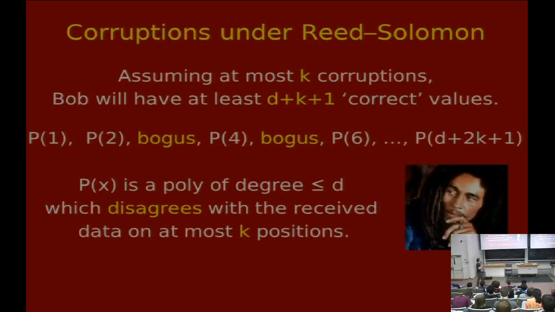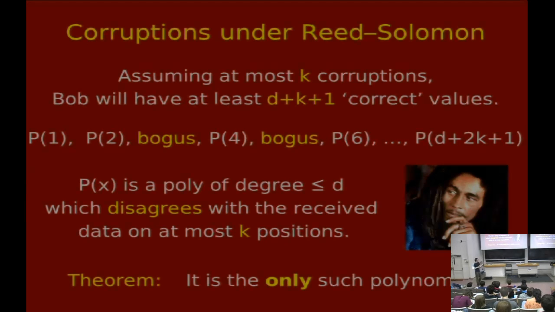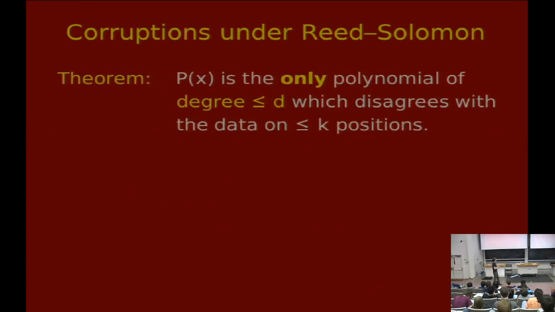All right, so here's the key theorem. p of x, Alice's true message, is actually the only polynomial that disagrees with the received message on at most k positions. How are we going to prove that? If we can prove that, then we're good, because at least in principle, Bob can figure out what the polynomial is, if there's only one of them. Here's the theorem that we want to prove. The proof is going to fit here, so don't panic.